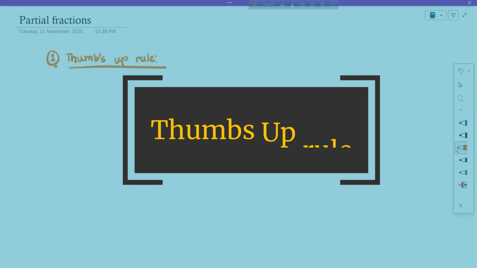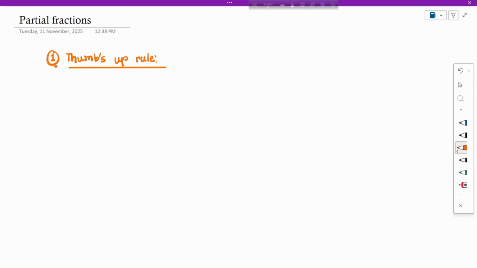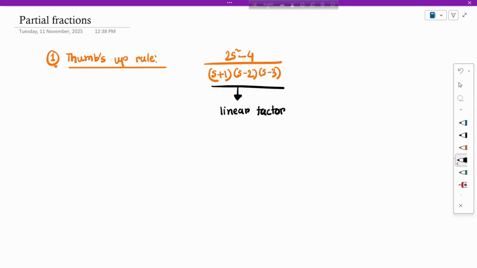Okay, so the first thing that we have to know is what are the types that will satisfy the thumbs up rule, or that can be easily solved with this rule. So let us take an example. Let's say that we have an expression just like this, and we're going to have to split this expression into its partial fractions. Whenever you see in the denominator there are linear factors, or there are factors that will be reducible to linear factors, in these two cases, we're going to approach with the thumbs up rule.